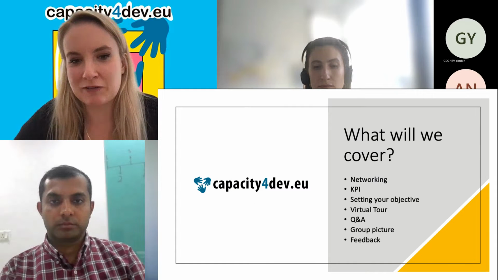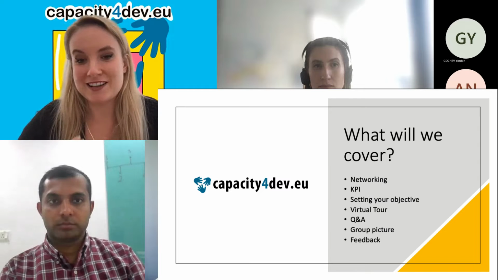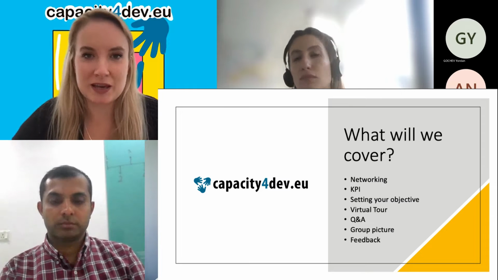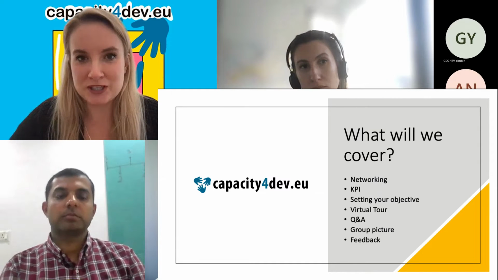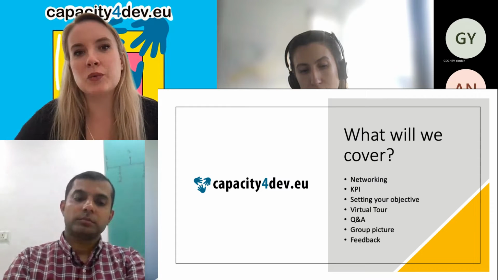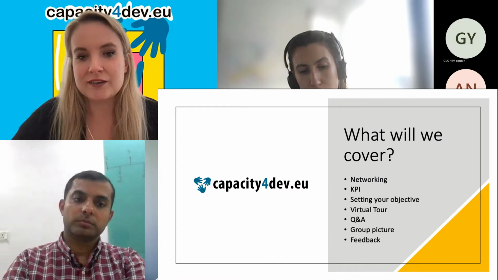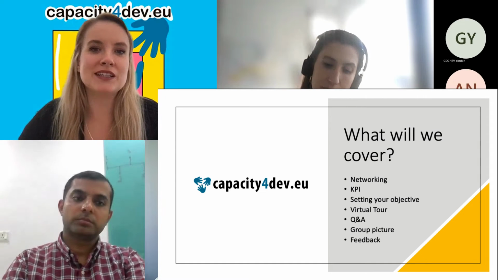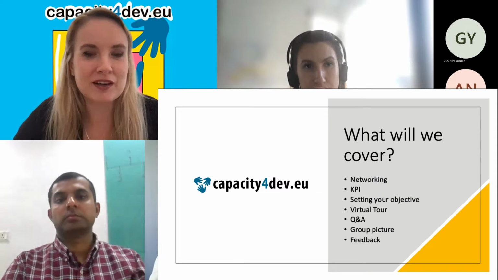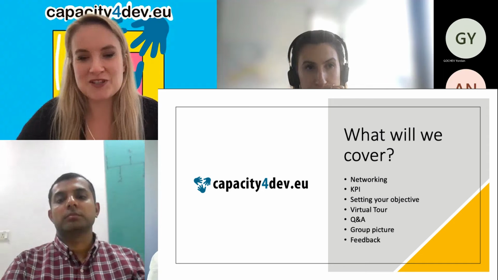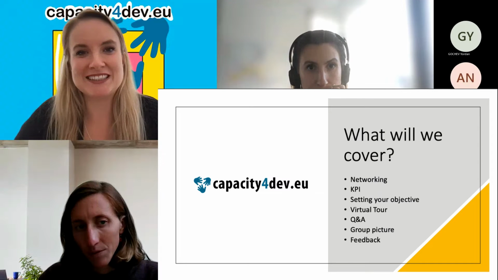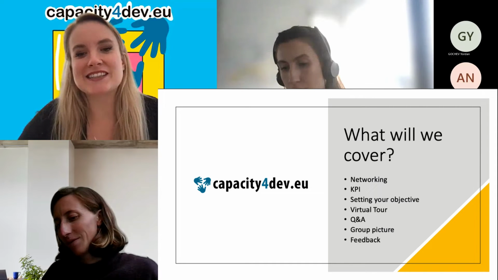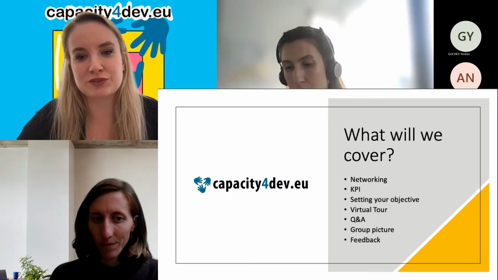So what we will be covering today: we already passed the networking session, and we will be speaking about what a KPI is and how to set your objective, because then you can know what statistics you are looking for. I will then give you a virtual tour of our website, and today we will also use another tool complementary to the Capacity for Dev platform, which is CSV files and Excel, because these are a part of any statistics. At the end, we will have a question and answer session for 15 minutes.